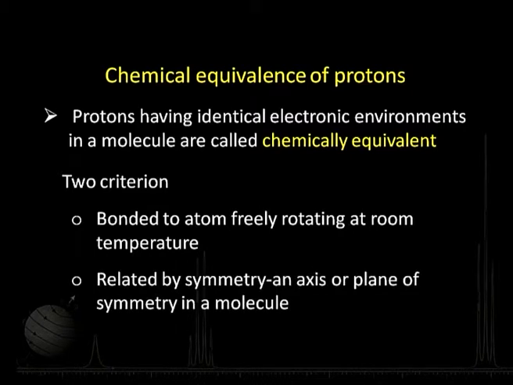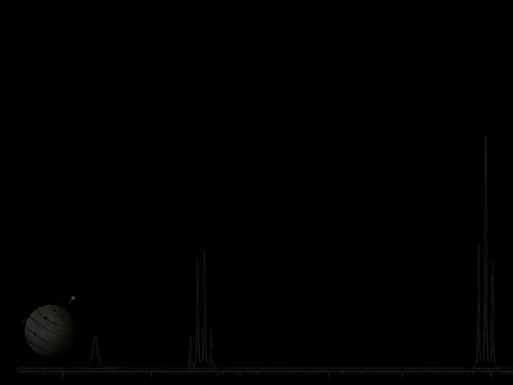And the second criteria happens to be some kind of symmetry relationship. That means the presence of an axis or plane of symmetry in the molecule. So, there are two criteria which make it very easy to ascertain whether the set of protons are equivalent or not. Let us look at these two criteria. The first one is free rotation around the single bond.